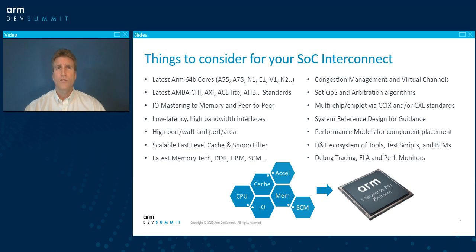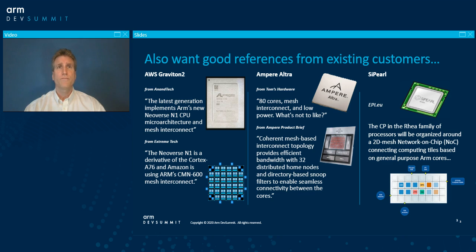Okay, if you're looking to choose an interconnect, you should also look for good references from existing users. Here are 3 ARM partners with references and quotes from some technology publications over the past several months. We have the AWS Graviton 2, the Ampere Ultra, and both have production chips using CMN 600. And the SiPearl HPC SoC has also indicated they'll be using ARM CPUs and a 2D mesh as well. My favorite is Tom's hardware quote: 80 cores, mesh interconnect, and low power. What's not to like?